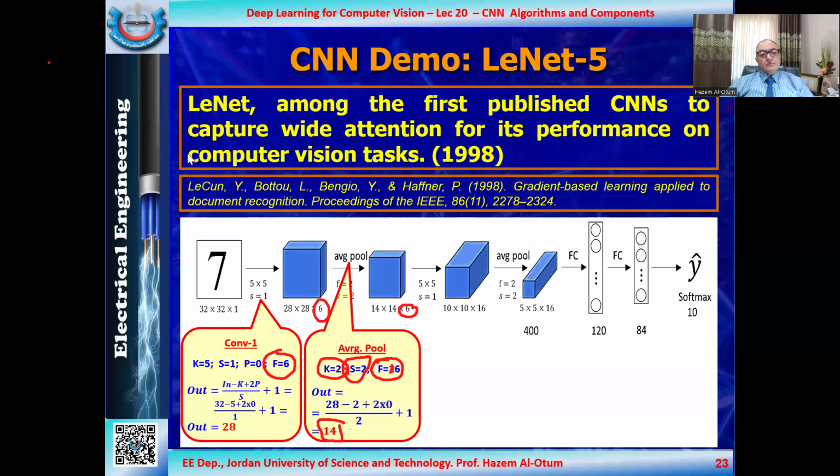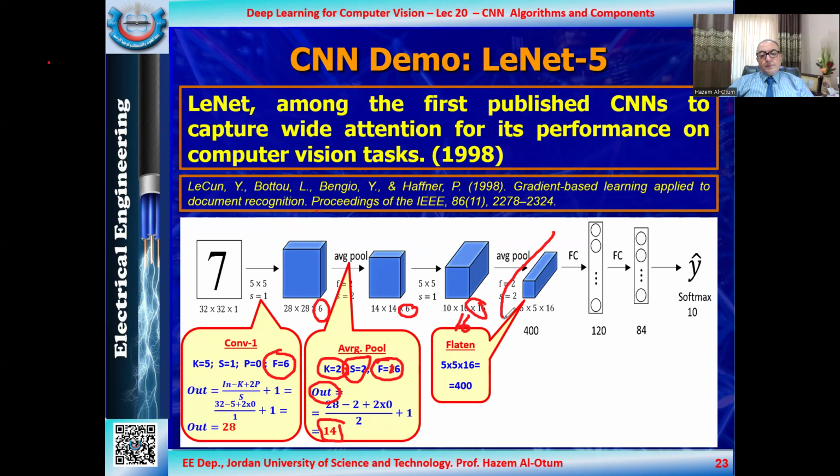Next, we repeat. Of course, I think we can do the same operation here because the filter kernel size is 5 by 5, stride of 1, and the number of filters at this stage is 16. If you repeat this for the output, you can find that the size is (14 minus 5 plus 2 by 0) over 1 plus 1. This will give us 10 by 10, and the number of filters at this location will be 16.